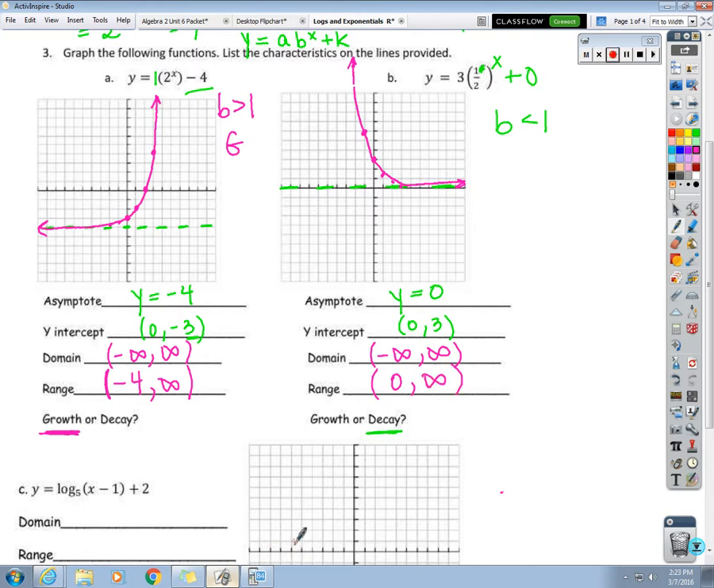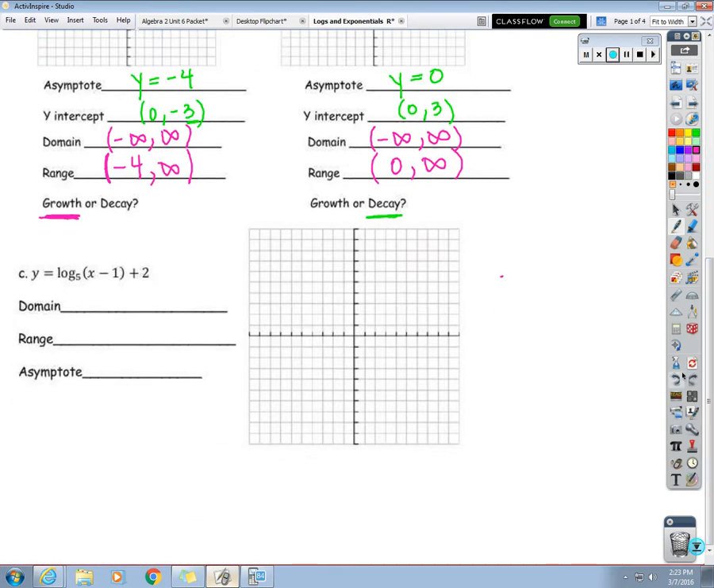Okay, any questions so far? Now, both of these are exponential functions. The asymptotes were horizontal, the domain was all real numbers, the range was affected by the asymptote. Now we're going to work on a logarithmic function, which is the inverse. So everything's going to kind of just be the opposite.